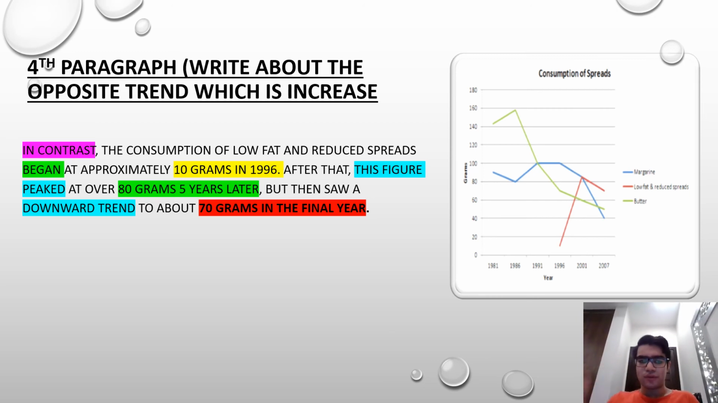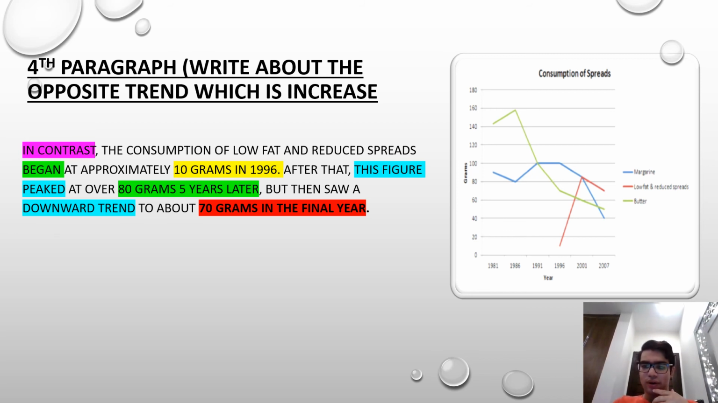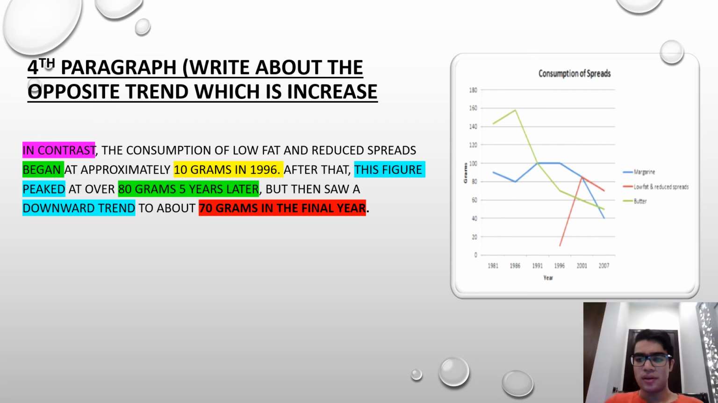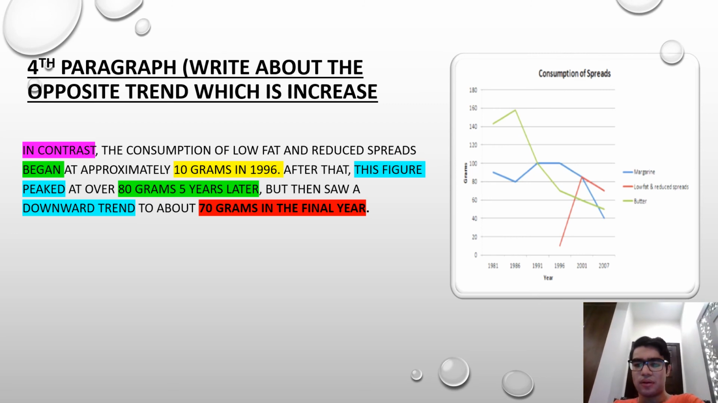Then you start your second sentence by saying after that this figure peaked at over 80 grams 5 years later. So 5 years later. So if we add 5 years to 1996, that's 2001. So if you see in 2001, it peaked because it's the highest point of consumption. So this figure peaked at over 80 grams 5 years later, but then saw a downward trend to about 70 grams in the final year. So remember I told you you need to write about the opposite trend and you need to write what's the overall trend. So the overall trend is increase. So we talked about it, but then you can also mention that it saw a slight downward trend to about 70 grams in the final year, which is 2007.